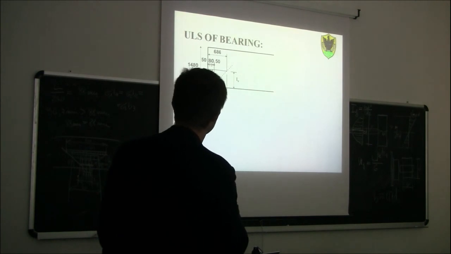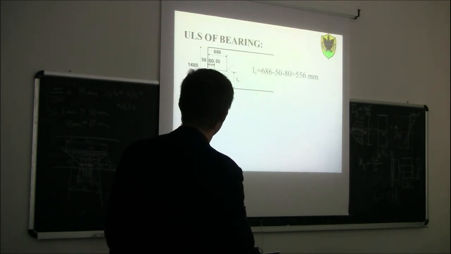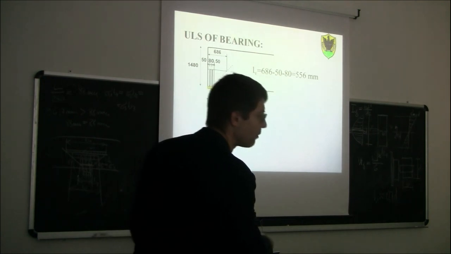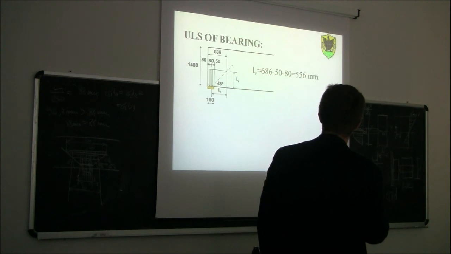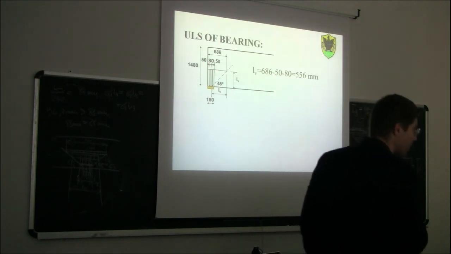So since this is 45 degrees, LB is the same. So the minimum length of the screws shall be 686 minus 50. So basically, this length here is 686 minus 50 minus 80, 556 millimeters.